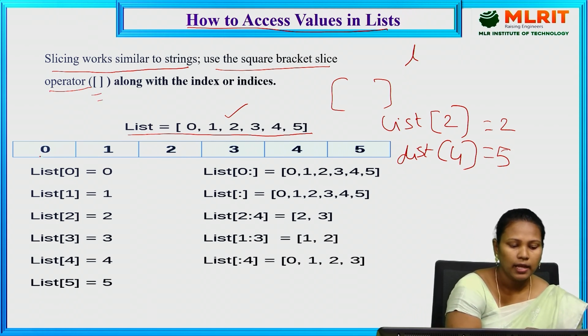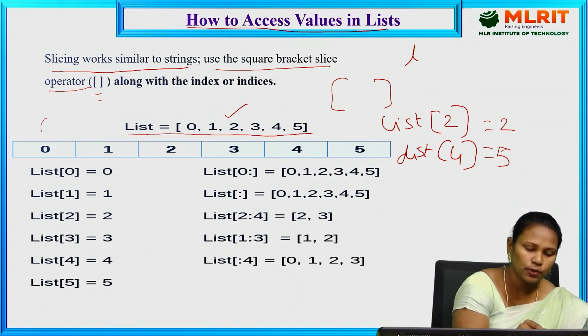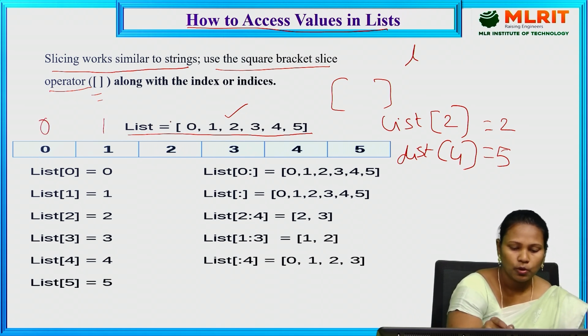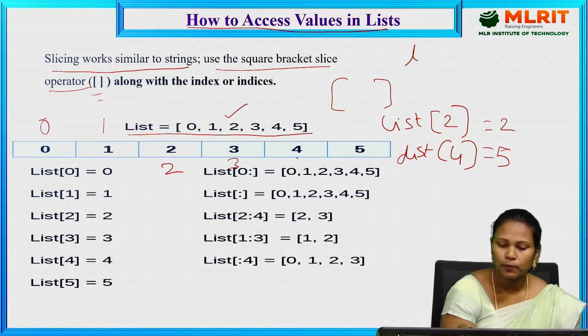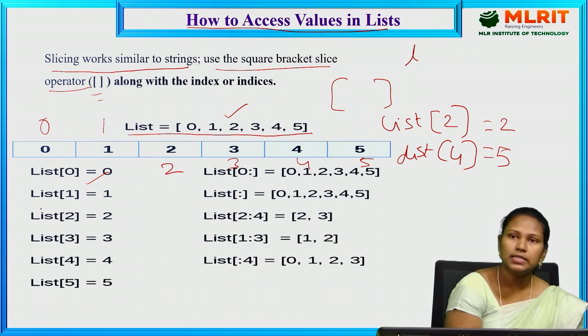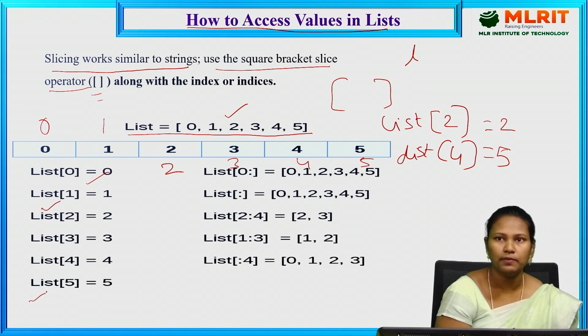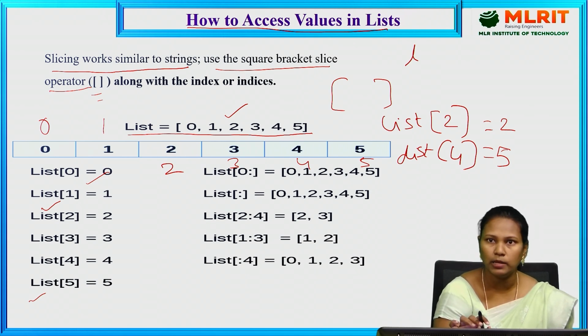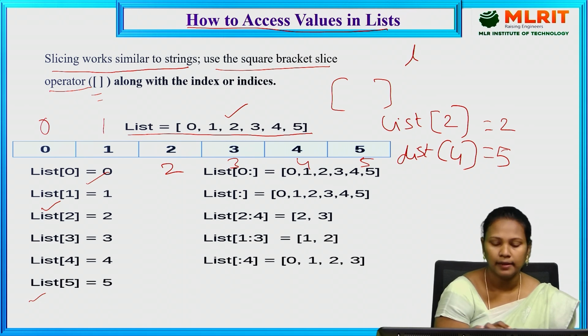See here, list of 0. The index values are 0, 1, 2, 3, 4, 5. List of 0 is 0 only. List of 1 is 1 and list of 5 is 5. And if you want to take multiple values, we can access multiple values with the help of slicing and indexing.